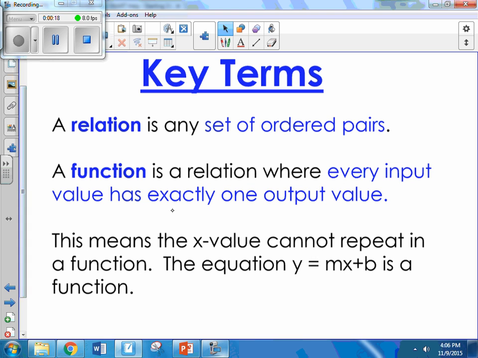A relation is any set of ordered pairs. So anytime you have any ordered pairs, it could be in a table of values, it could be in a graph, anything like that. If you have a bunch of ordered pairs, that's called a relation.